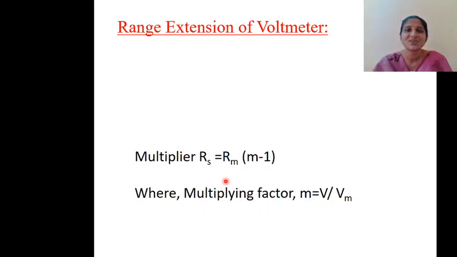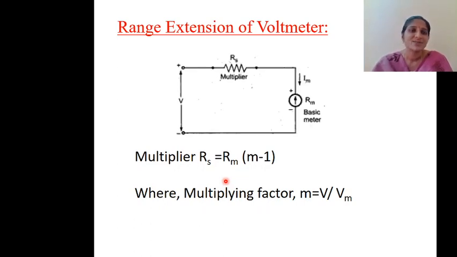Next, range extension of a voltmeter. As I told you, range extension of a voltmeter can be done by using multipliers. What is a multiplier? A multiplier is a high resistance connected in series to the voltmeter. This RS is the high resistance connected in series to the voltmeter, and this is called a multiplier. For the multiplier, RS is equal to Rm into M minus 1, whereas in case of a shunt, RSH is equal to Rm divided by M minus 1.